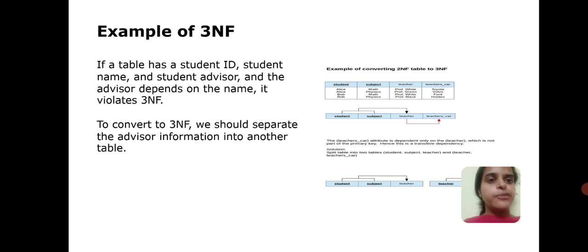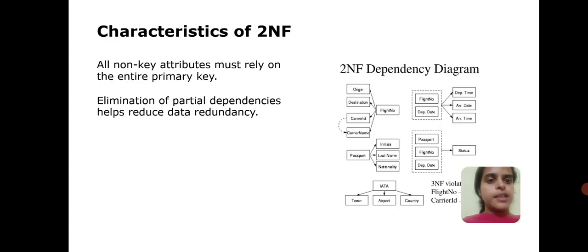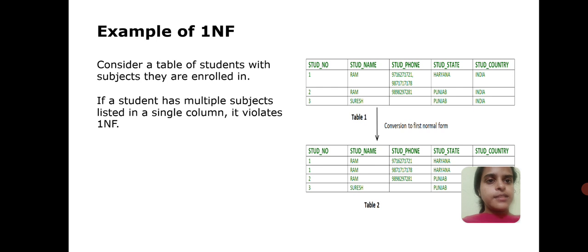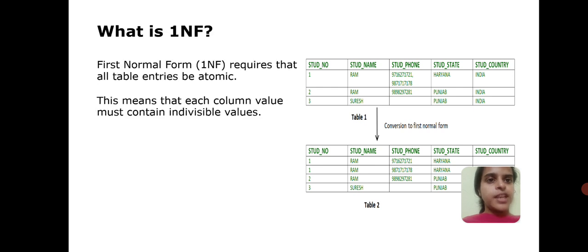An example of 3NF. If a table has a student ID, student name, and student advisor, and the advisor depends on the name, it violates 3NF. To convert to 3NF, you should separate the advisor information into another table. And I think that is all about 1NF, 2NF, and 3NF.